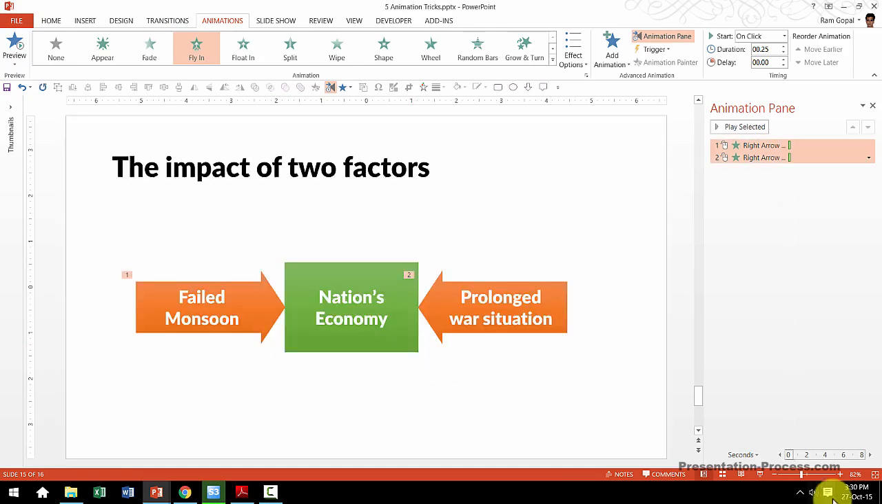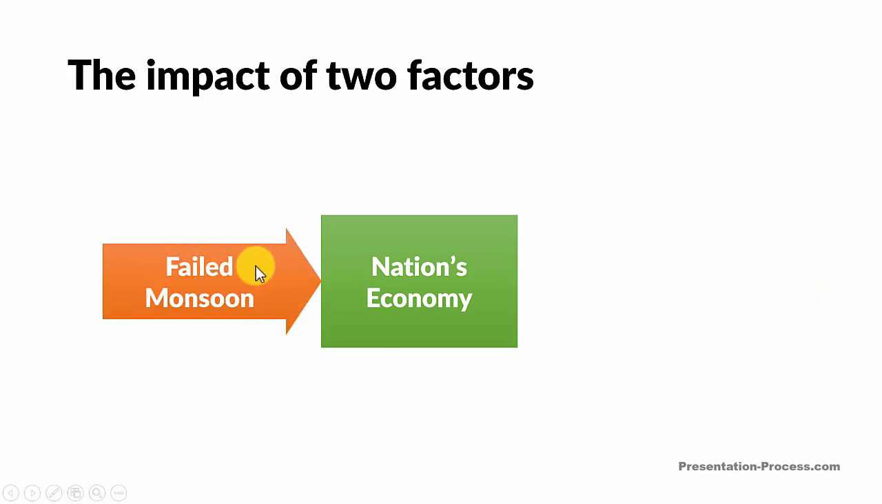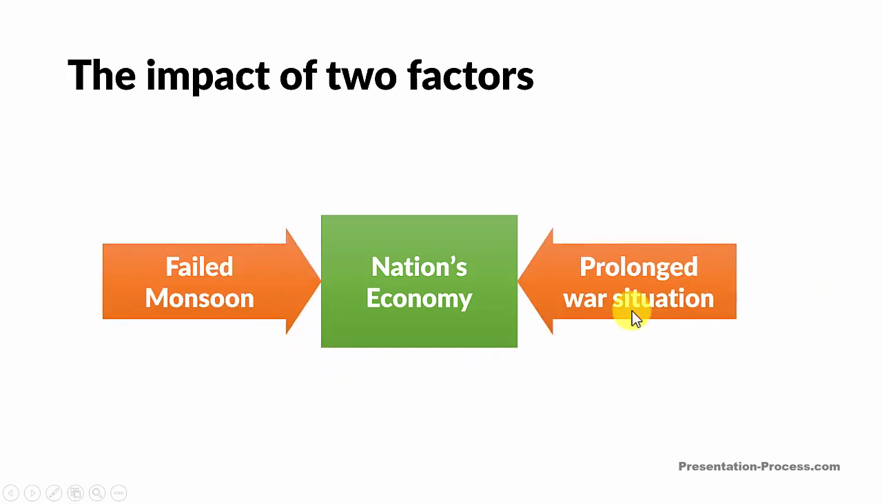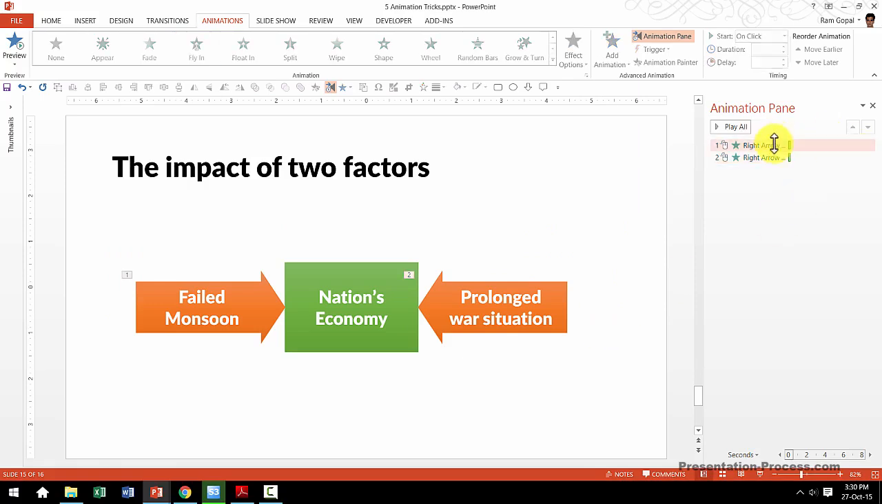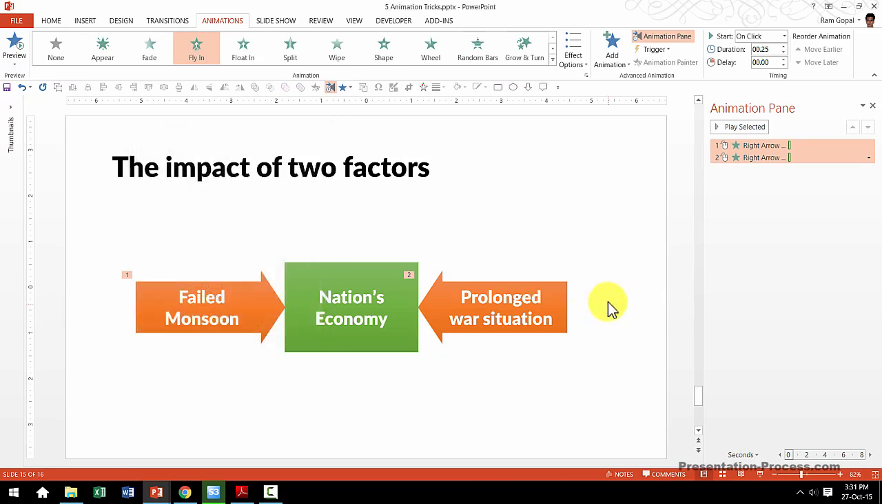And now you can see the impact of the bounce effect. On the first click, I have the first fly-in with bounce, and then I have the second fly-in with bounce. So that is how you add bounce effect. All you need to do is to select the animations and then go to effect options and alter the bounce end position from left extreme to the center position. That's it. You will have the bounce effect applied.